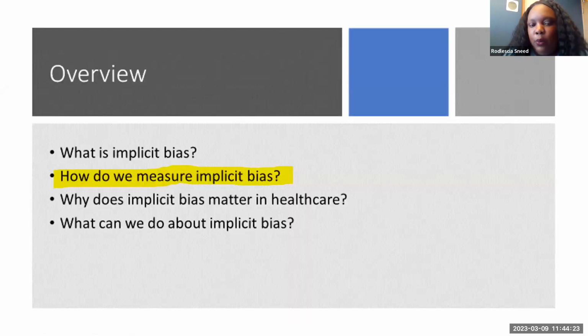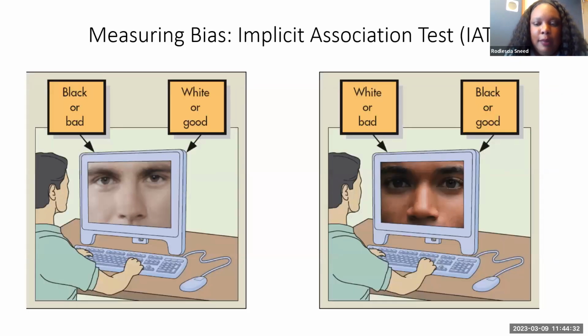So now that we've talked about what implicit bias is, I want to talk a little bit about how we actually measure implicit bias. And the dominant way that psychologists measure implicit bias is using something called the implicit association test. And some of you may have taken one of these tests before. It was developed by psychologists at Harvard. And basically what you do with this test, it's a test of reaction time. And so anyone who takes one of these tests is given two tasks in random order.